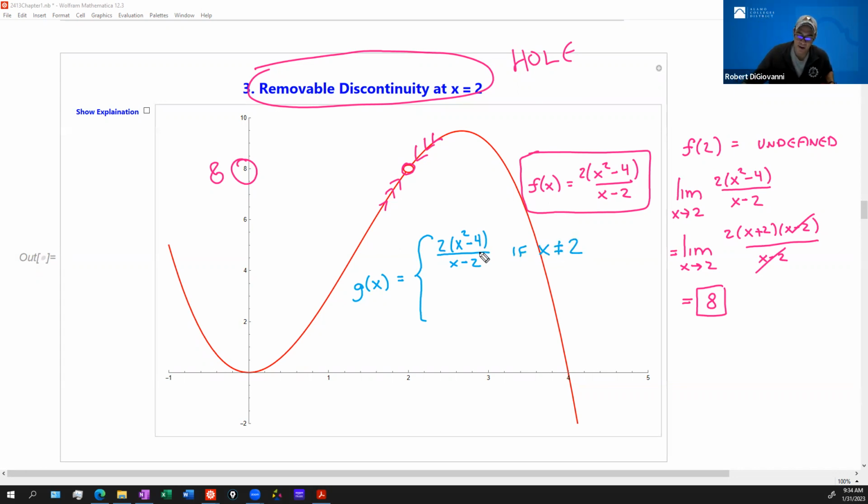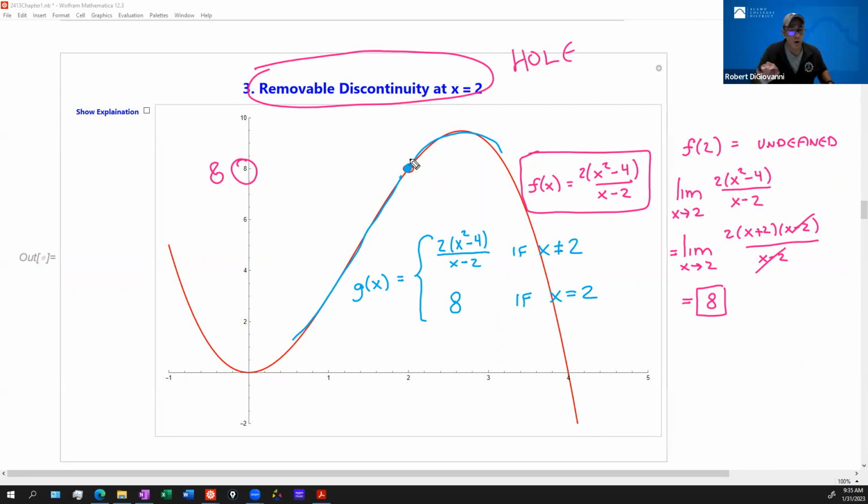So do you all agree that this function draws what I see here in red? It draws all of this, and it draws all of this. But at 2, what I'm going to do is define it. If x is 2, I don't want you to try and plug 2 into this. I just want you to spit out the number 8. And if I define this new function this way, it will come in and fill that hole in, and you will have removed the discontinuity.